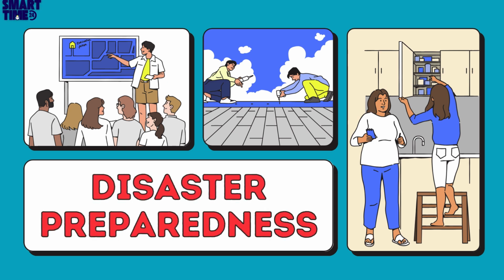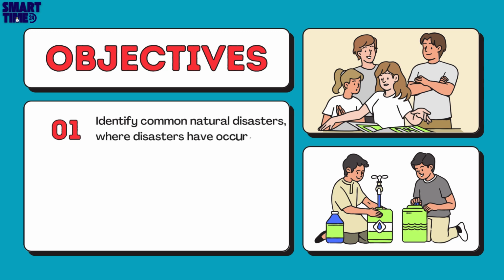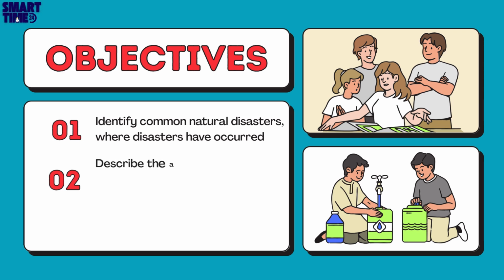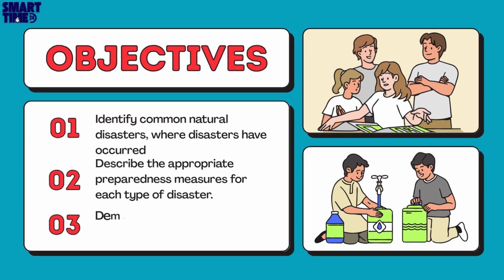Disaster preparedness. Objectives. Number 1. Identify common natural disasters, where disasters have occurred. Number 2. Describe the appropriate preparedness measures for each type of disaster. Number 3. Demonstrate basic safety actions during emergencies.